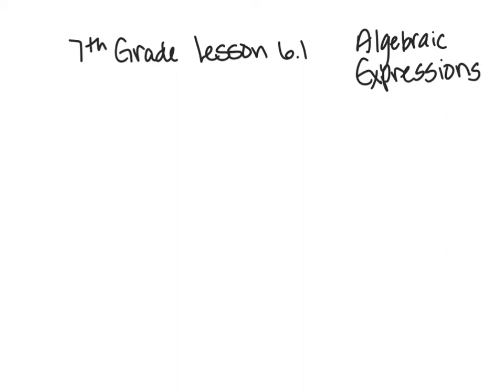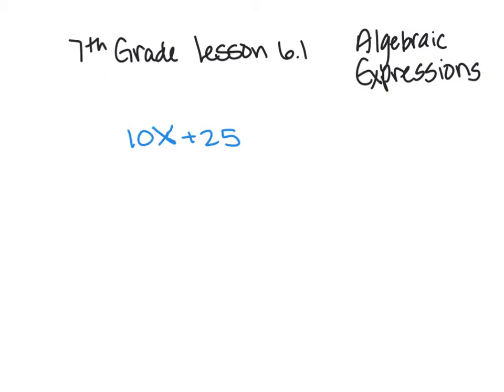Seventh grade lesson 6.1 is on algebraic expressions, and there are a few things I want to go ahead and dust some cobwebs off about. Remember, an algebraic expression is just an expression that includes an unknown value. An example would be 10x plus 25. This is an expression. That's an x, by the way, not a times. We have this unknown value right here.